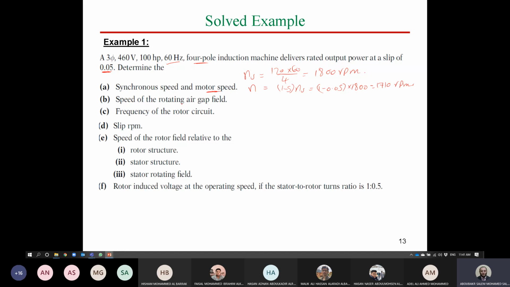Number B, speed of rotating air gap field. We said any field speed, guys, is synchronous. Exactly. So this is synchronous speed.